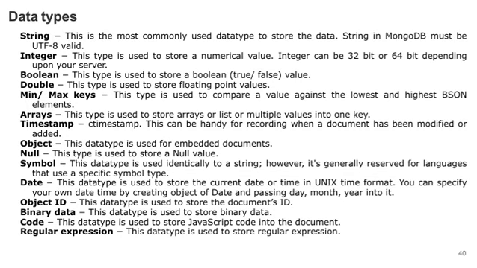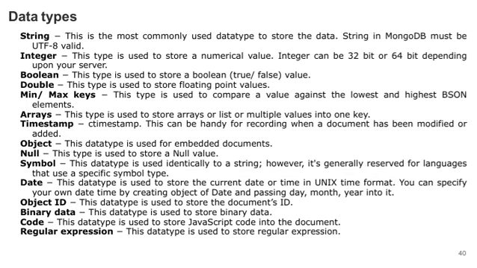Then there's Boolean, perfect for storing true or false values, which is very useful in logical conditions. Double is used when you need to store floating point numbers, such as precise measurements or calculations. Min and max keys are special types that help you compare values against the lowest and highest BSON elements, which can be handy for sorting or range queries.